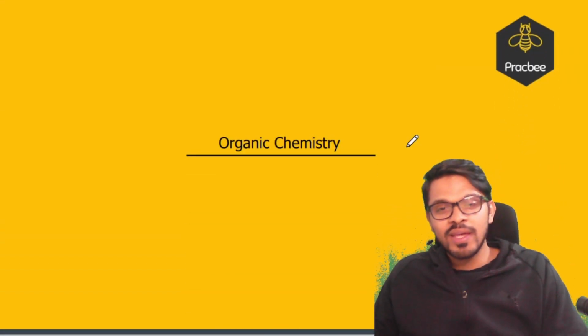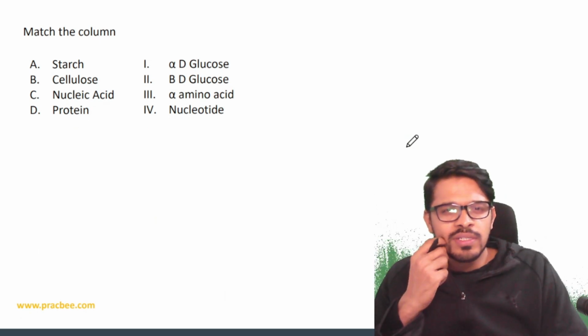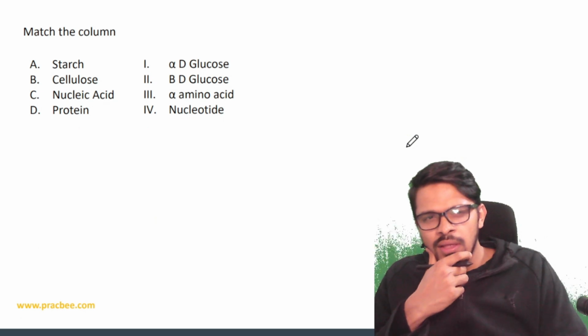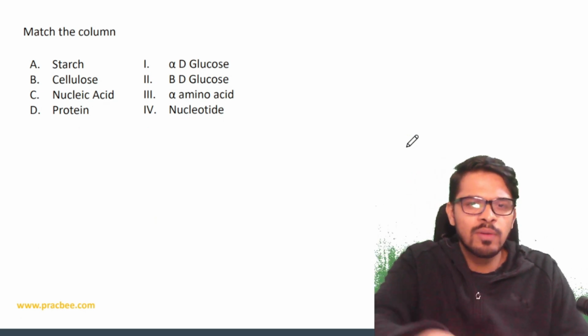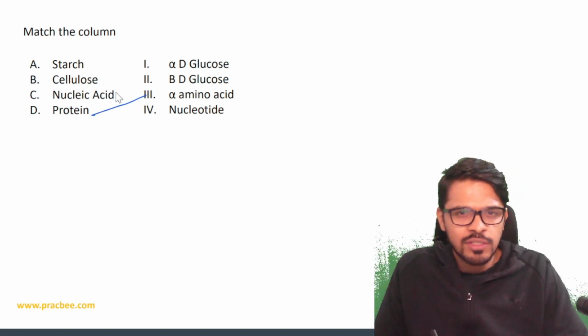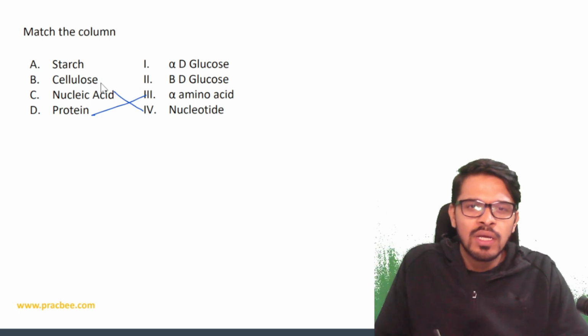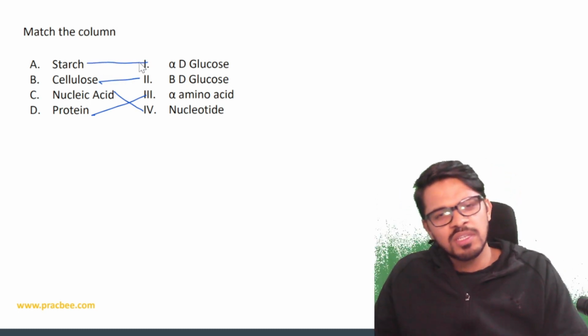So let's move to organic chemistry. The first question is to match the column. If we talk about starch, cellulose, nucleic acid and proteins, proteins have to be matched with alpha amino acids, nucleic acids have nucleotides, cellulose has beta D glucose and starch has alpha D glucose. Simple matching.